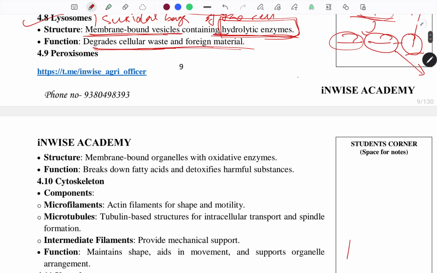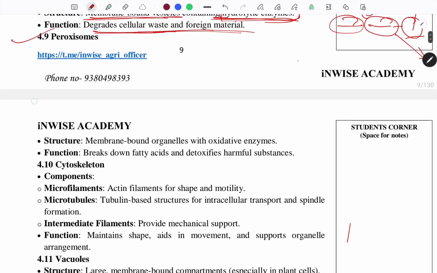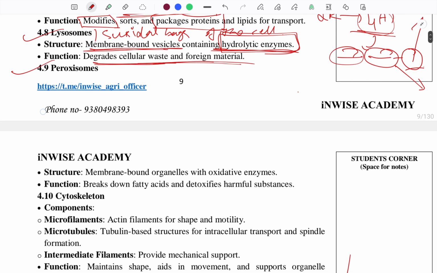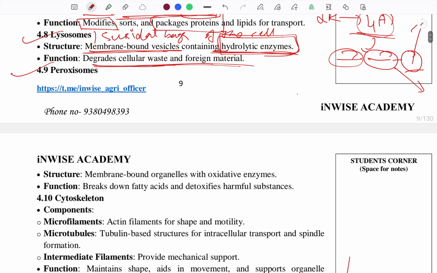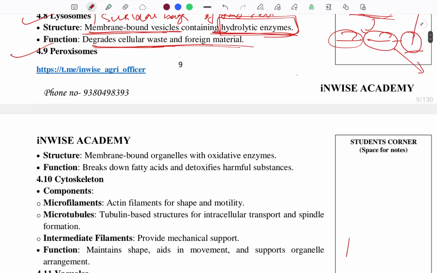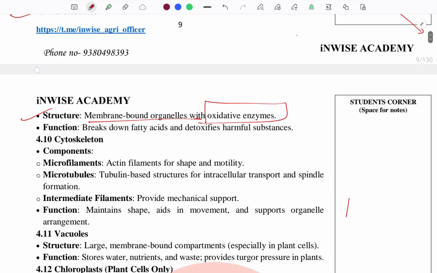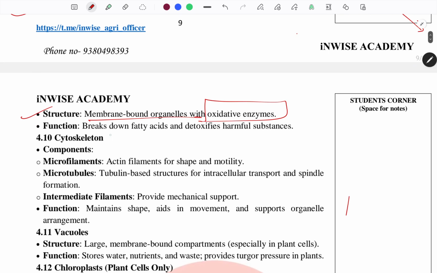The next organelle is the peroxisomes. Peroxisomes are present in both plant and animal cells, but remember lysosomes are present only in animal cells, not in plant cells. The peroxisome is also a membrane bound organelle, but it contains oxidative enzymes. Remember, lysosomes contain hydrolytic enzymes, but peroxisomes contain oxidative enzymes. The function of the peroxisome is very simple: it breaks down fatty acids and detoxifies harmful substances.